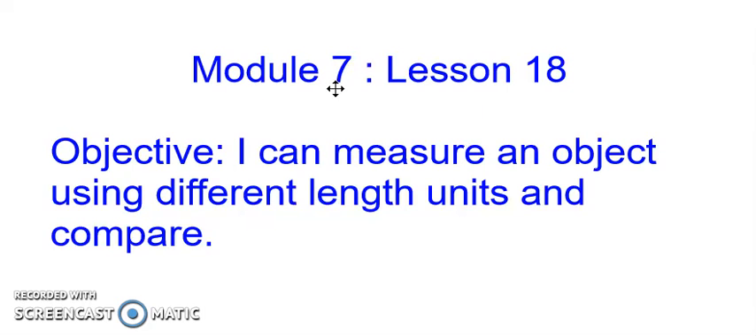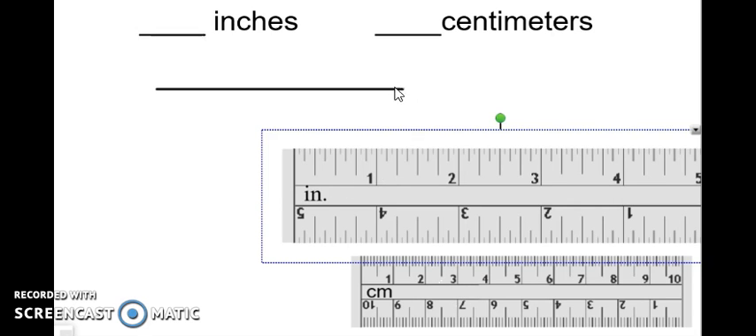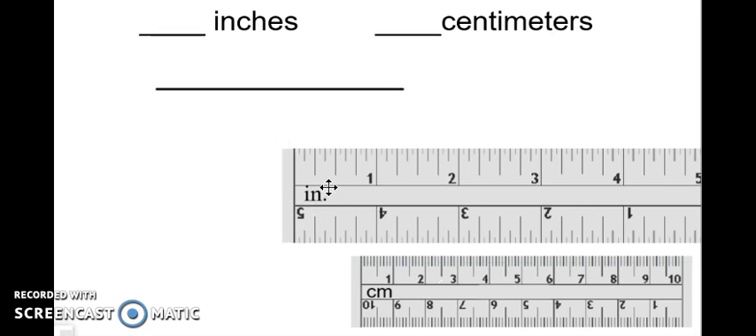Okay, today we're going to do Module 7, Lesson 18, and our objective is I can measure an object using different length units and compare. So we're going to measure some lines today, and we're going to use our inch ruler and our centimeter ruler. First, we're going to measure in inches. Then we're going to measure in centimeters. And then we're going to take a look at our measurements and talk about what we notice.